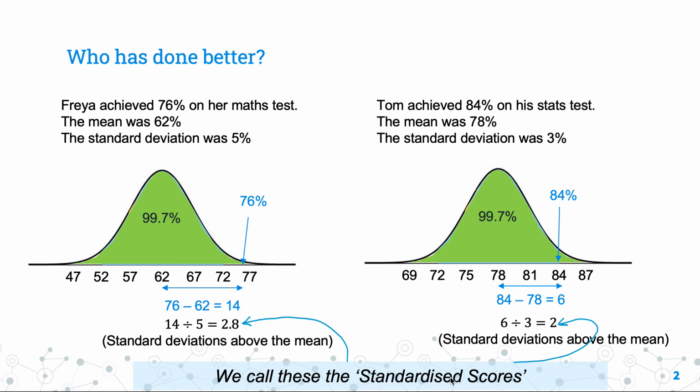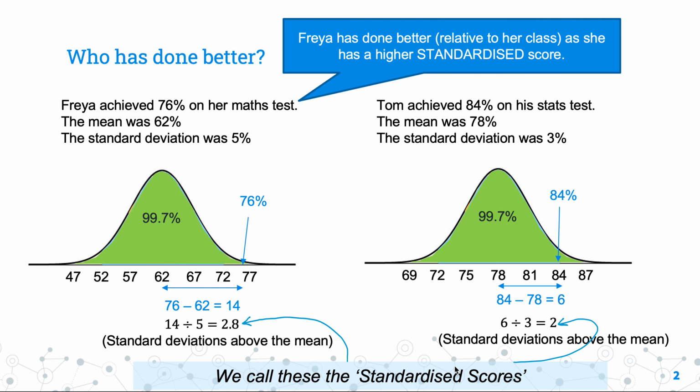So these numbers that we've got out at the end of this are called the standardised scores, and these enable us to compare 2 people in a different maths set, for example, or 2 people sitting a different test, or perhaps even a different subject. And from those standardised scores we can see that Freya has done better. Okay, we're talking about better in this context, meaning relative to the class. So you simply just look for who has the highest standardised score and we can say they have done better. Okay, so that's how we do it.